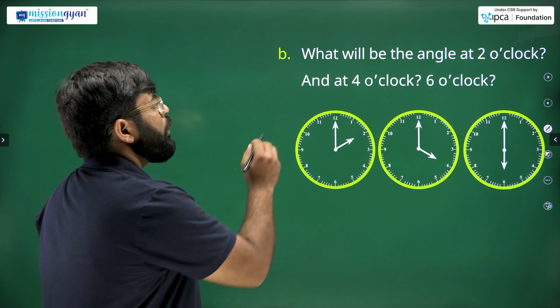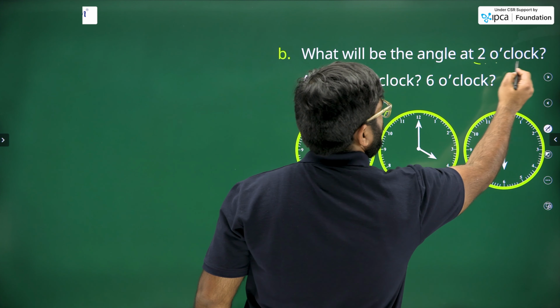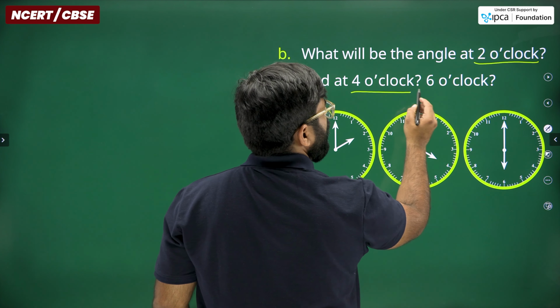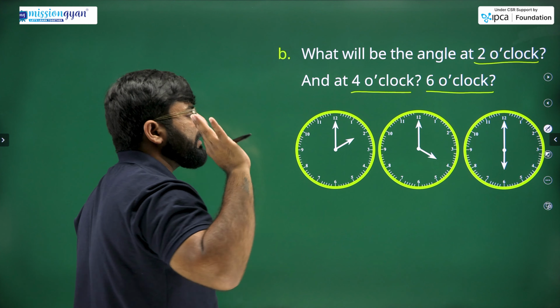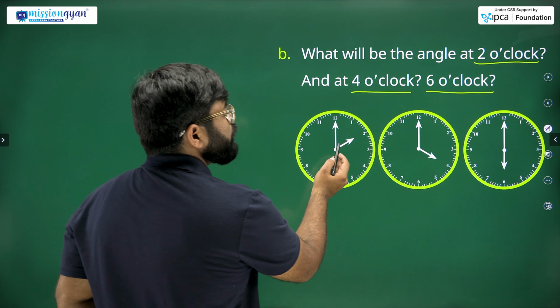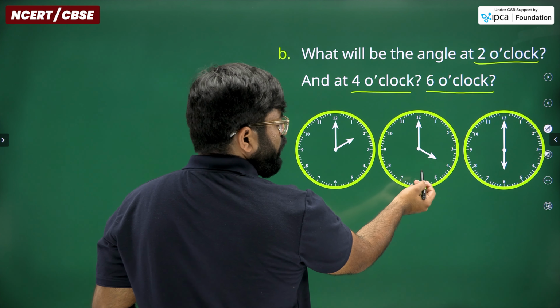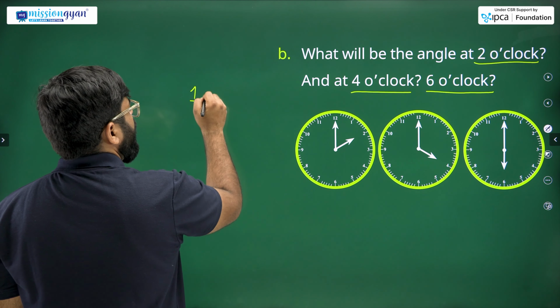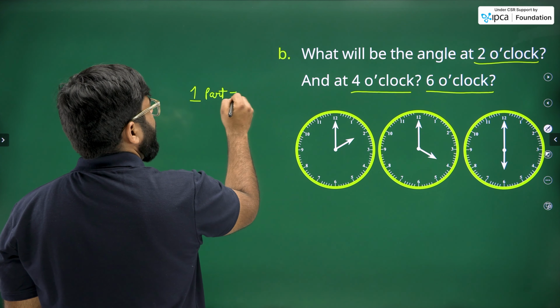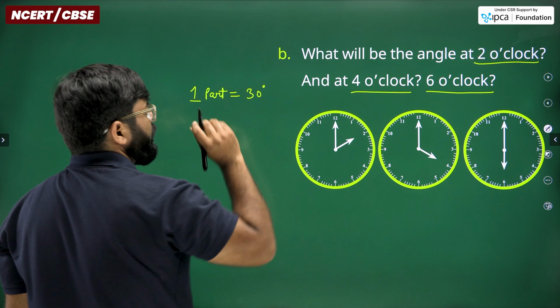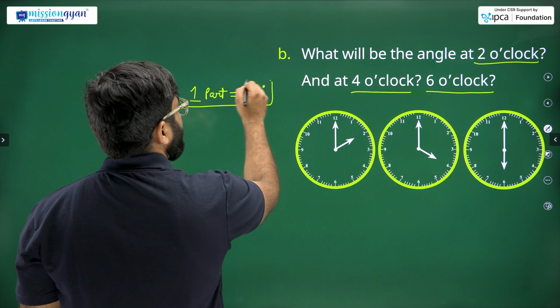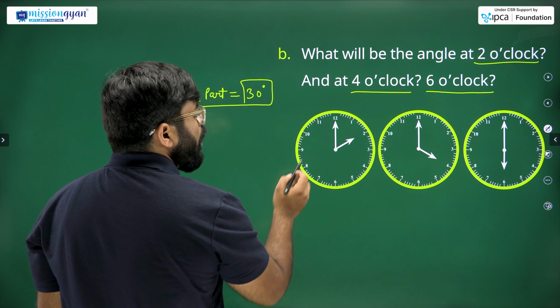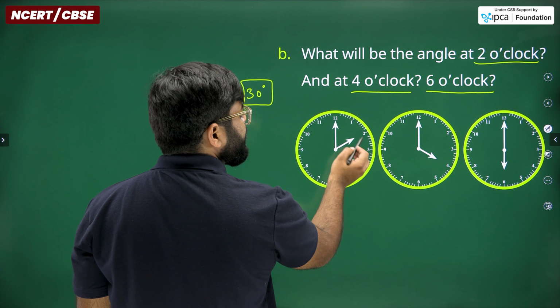The B part is saying what will be the angle at 2 o'clock, at 4 o'clock and 6 o'clock. Now you have three clocks on your screen. One clock is showing 2 o'clock, one is 4 o'clock and one is 6 o'clock. We have already worked out that in a clock one part measures 30 degree. One part measures how many degree? It measures 30 degree. So how many parts are covered in this clock?